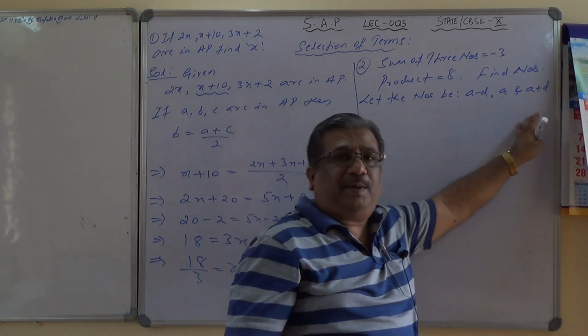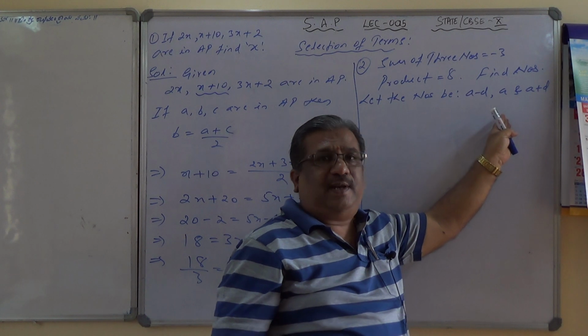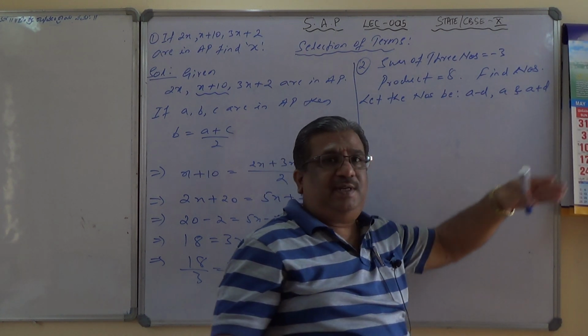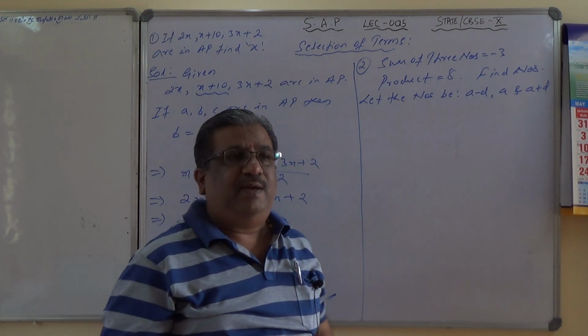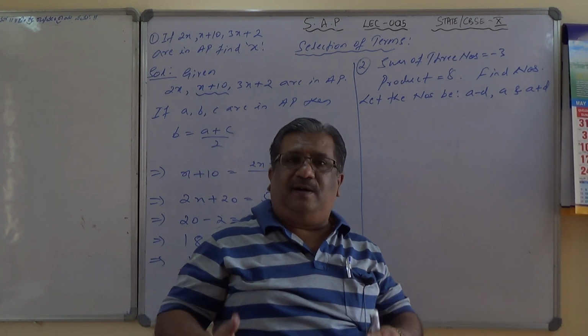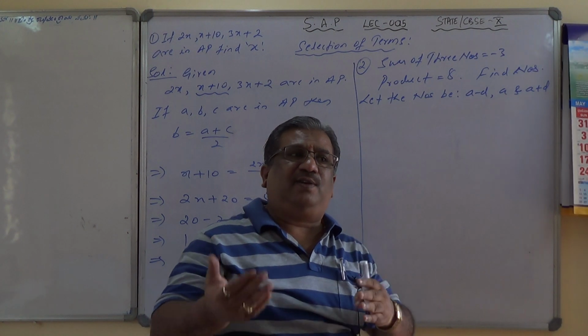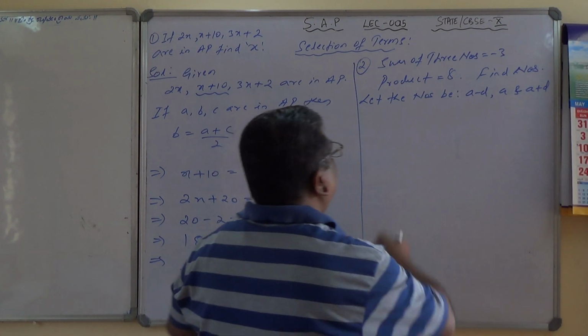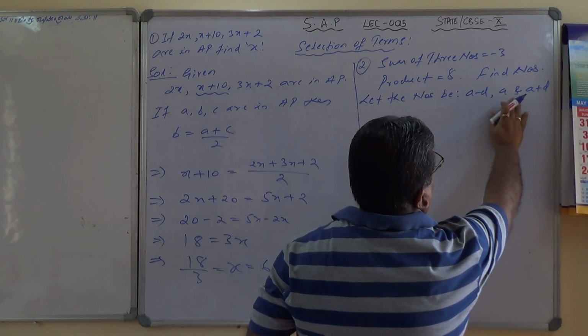And these are in arithmetic progression because this is based on the selection of the number of terms. How do you select 3 numbers? a minus d, a and a plus d are in AP basically. When we discuss the selection of the terms, basically we consider the selection of the terms in AP. So let the numbers be a minus d, a and a plus d.